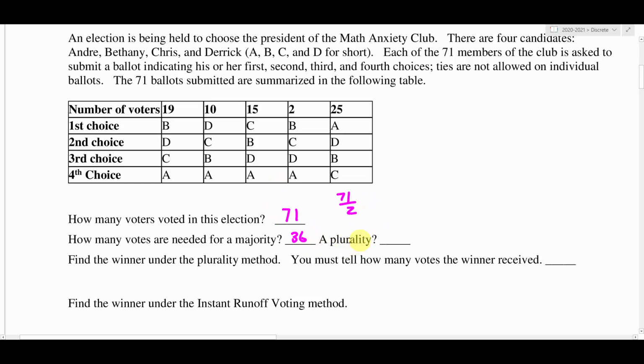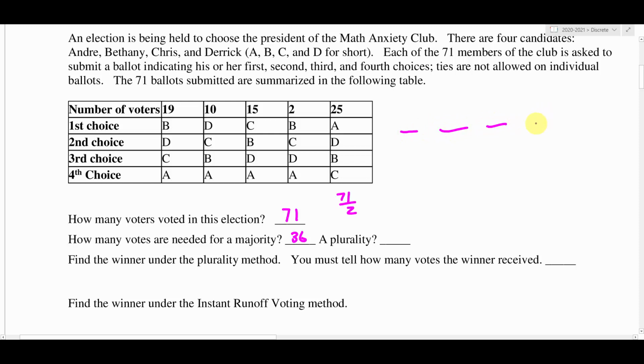All right. Now the plurality, what they're asking for here is what is the minimum number of votes that you would need to win a plurality? And this is where you have to kind of think a little bit more abstract, all right? So recall that a plurality winner is simply the person that has the most first place votes. And we're trying to figure out what's the fewest number of votes you could get away with and still win a plurality. So remember, we have 4 candidates here.